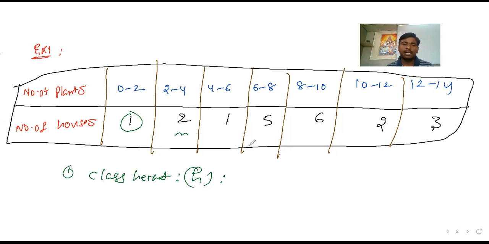If you want to find the class height, it is very clear: the class height means upper limit minus lower limit. 2 minus 0, the answer is 2, the class height. Take another example: 4 minus 2, the answer is 2 only. 6 minus 4, the answer is 2. For grouped data, the class height must be the same throughout. That notation is H. Wherever you take it, upper limit minus lower limit gives the class height.